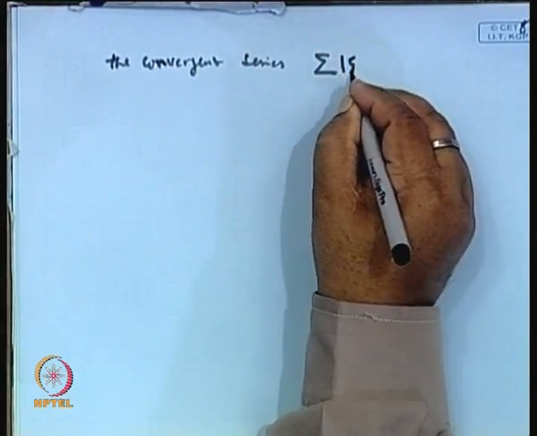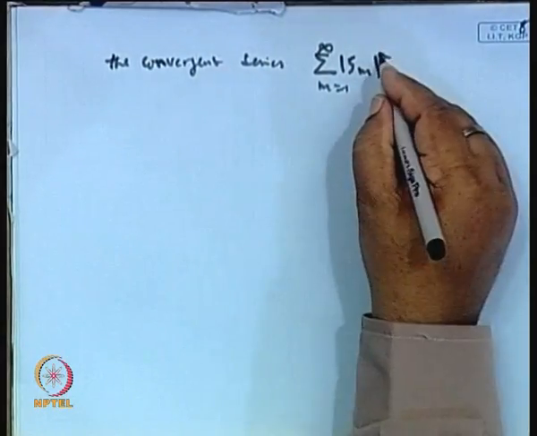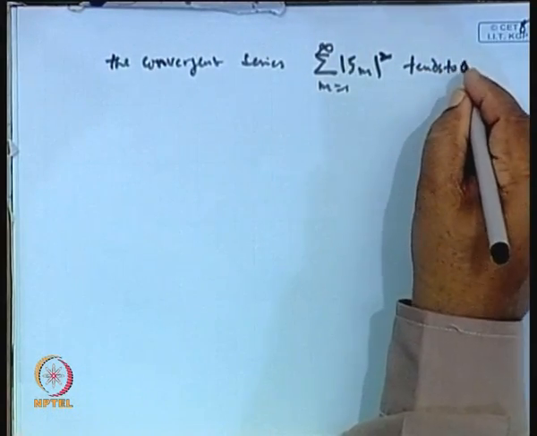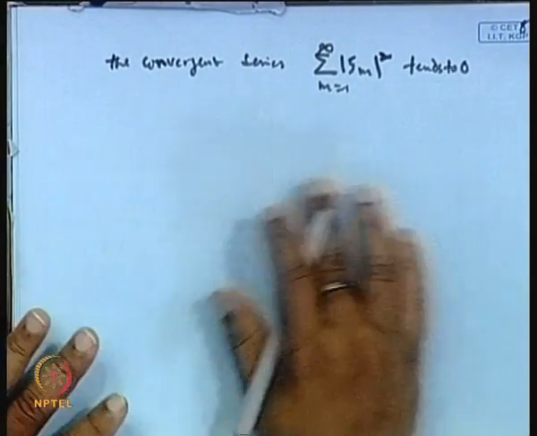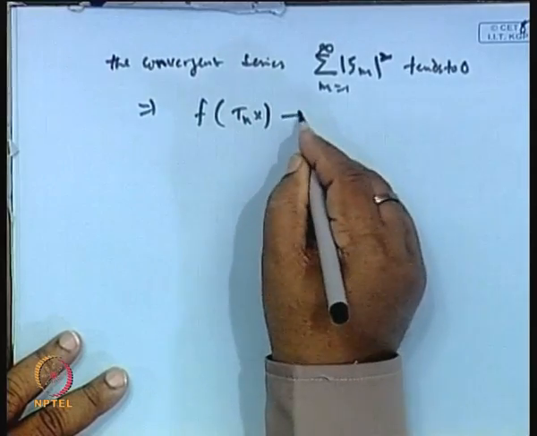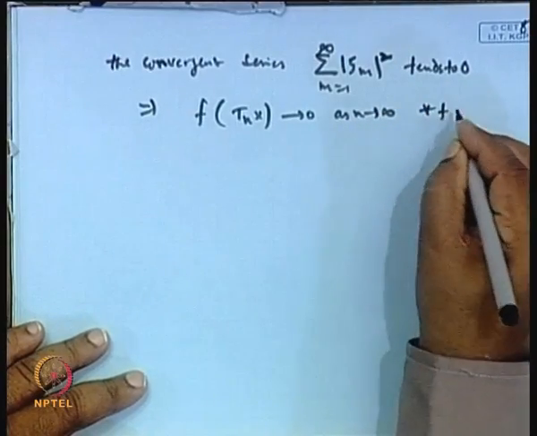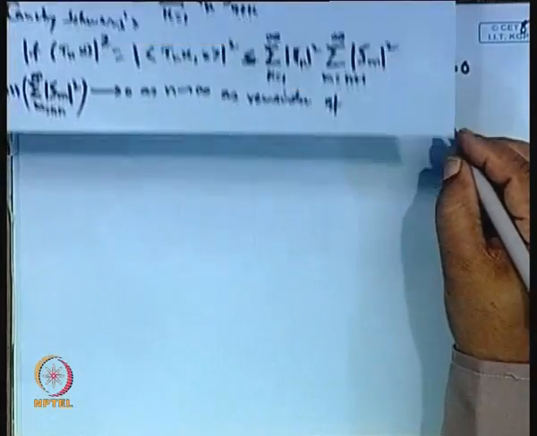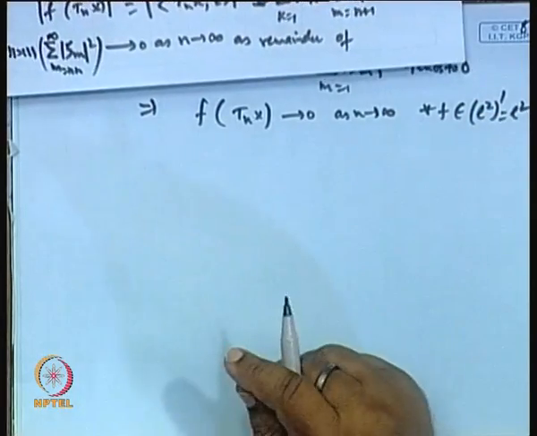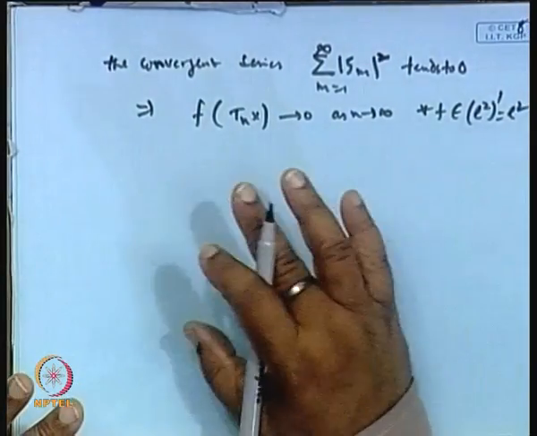Sigma mod zeta m, m from 1 to infinity. This is the remainder of a convergent series, is it not? A convergent series tends to 0. Is it okay or not? So it will go to 0 as n tends to infinity. Therefore, this implies f of T_n x tends to 0 as n tends to infinity, and this is true for every f belonging to the dual. F belongs to the dual of L2, that is L2. The dual of LP is LQ. Okay, is this clear or not?